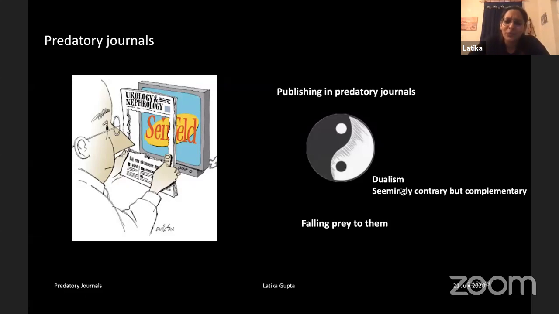For those of you who are familiar with this Chinese philosophy, yin and yang, the concept of dualism, it also applies to science, and here in predatory publishing, where these seemingly contrary concepts, you want to publish in a predatory journal, or you have fallen prey to them. It doesn't really matter, because these are complementary processes. Eventually, the endpoint is that you have published in a predatory journal, and people are going to look at you from that perspective.